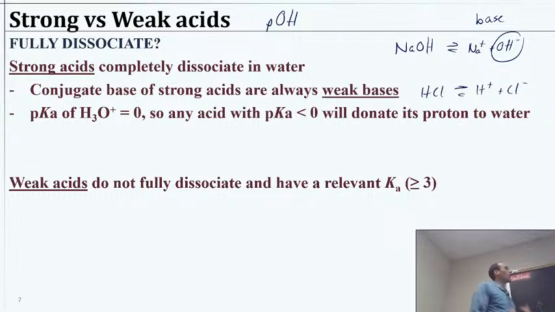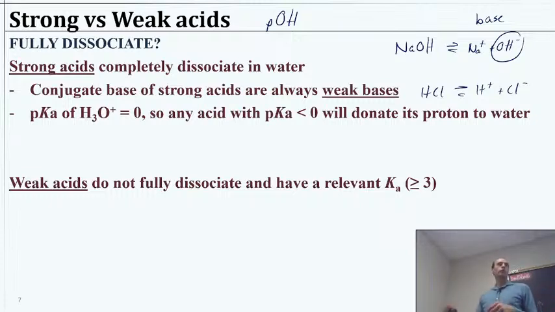The definition for weak is that it does not fully dissociate, and the pKa is greater than 3. When I was mentioning sulfuric acid, we call it a strong acid because both pKa's are less than 3. So a weak acid is one with a pKa greater than 3. Something like vinegar, I think the pKa is 3.5 or 4-ish.